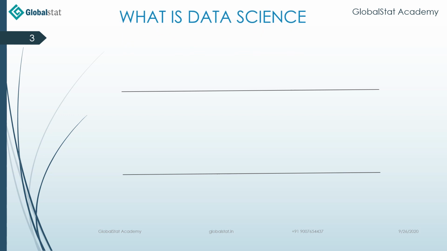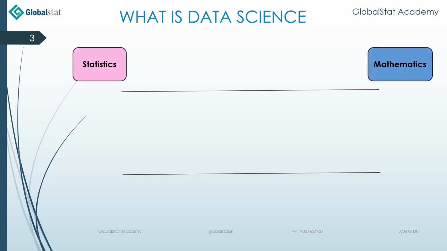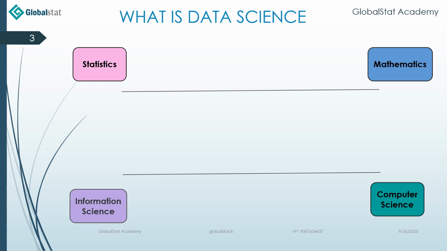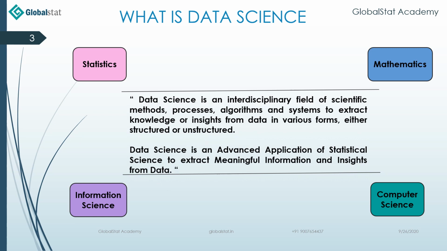Now, we'll talk about what is data science. Data science is composed of four components: statistics, mathematics, computer science, information science. How do we define data science? Data science is an interdisciplinary field of scientific methods, processes, algorithms, and systems to extract knowledge or insights from data in various forms. It can be unstructured data or structured data. Data science is an advanced application of statistical science to extract meaningful information and insights from data.